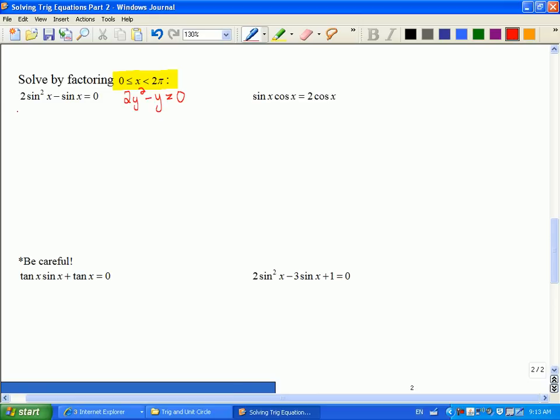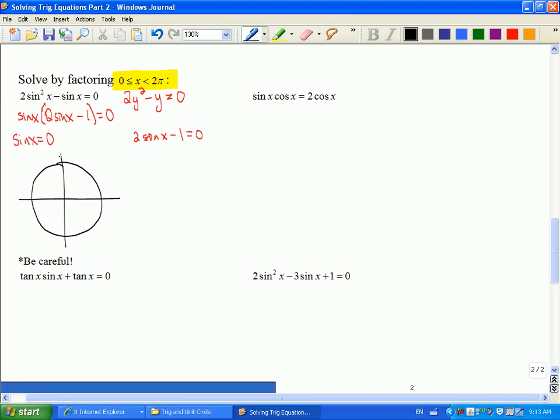But the way it should have come up factored is you would have sine of x times 2 sine of x minus 1 equals 0. So the pieces I'm working on are going to be sine of x equals 0 and 2 sine x minus 1 equal to 0. Now hopefully you're starting to recognize these exact values and that you know that this one here is going to be on the unit circle. And I'm looking for where the y coordinate is 0.